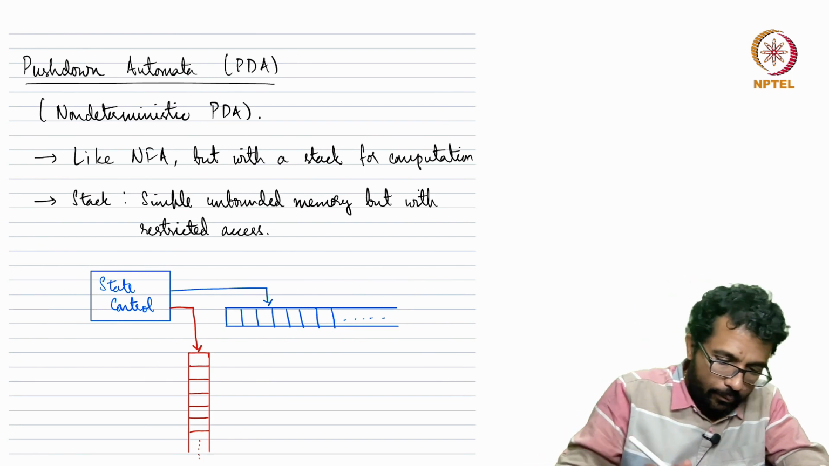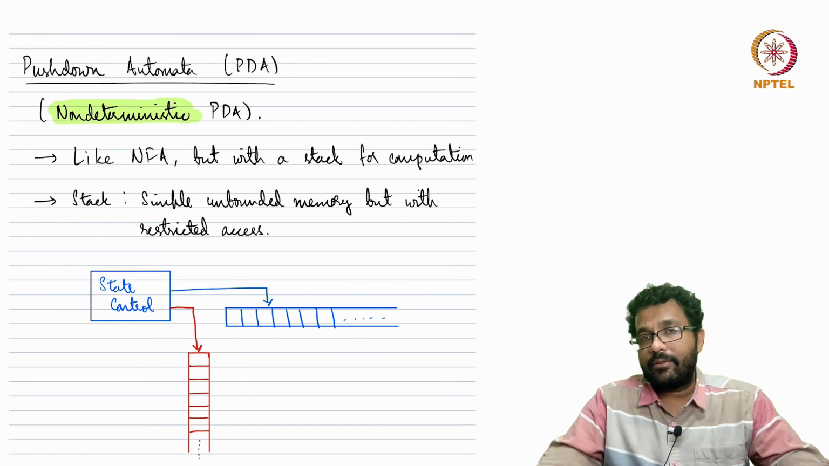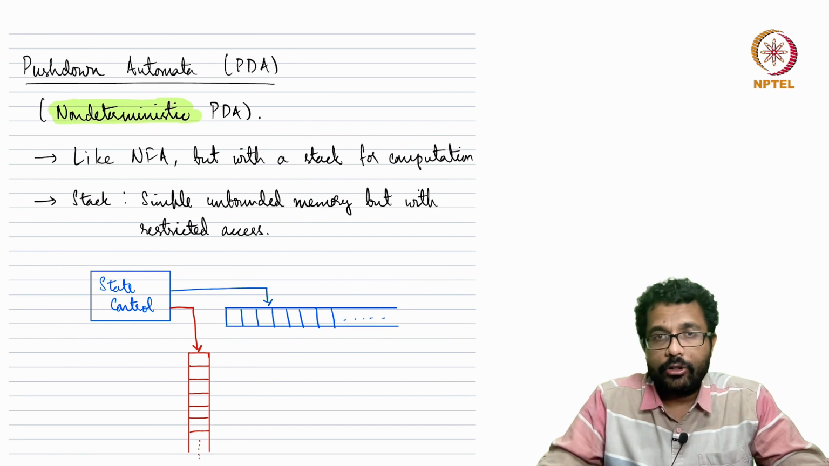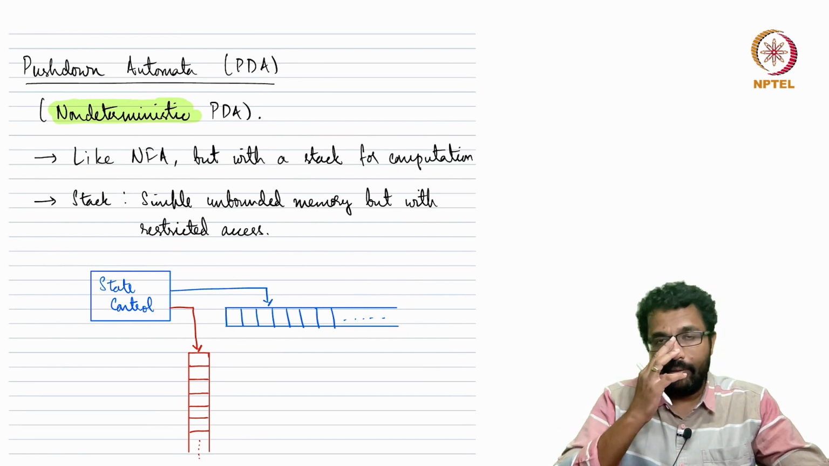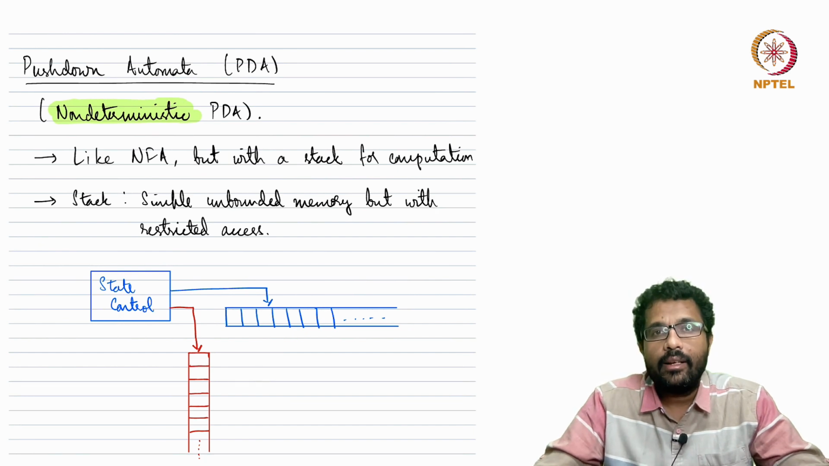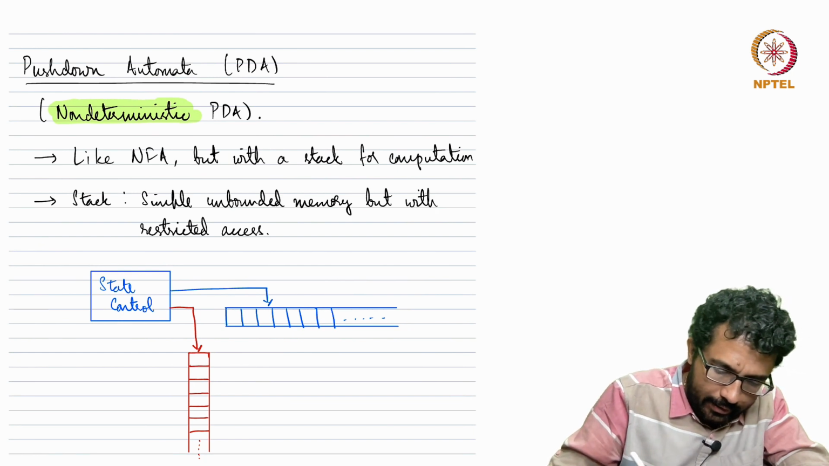In fact, what we are going to see is actually non-deterministic push-down automata. Just like we had deterministic finite automata and non-deterministic finite automata, we have deterministic push-down automata and non-deterministic push-down automata. But unlike regular finite automata, where both deterministic and non-deterministic finite automata have the same power, so both recognize the class of languages which are regular languages, over here that is not the case.